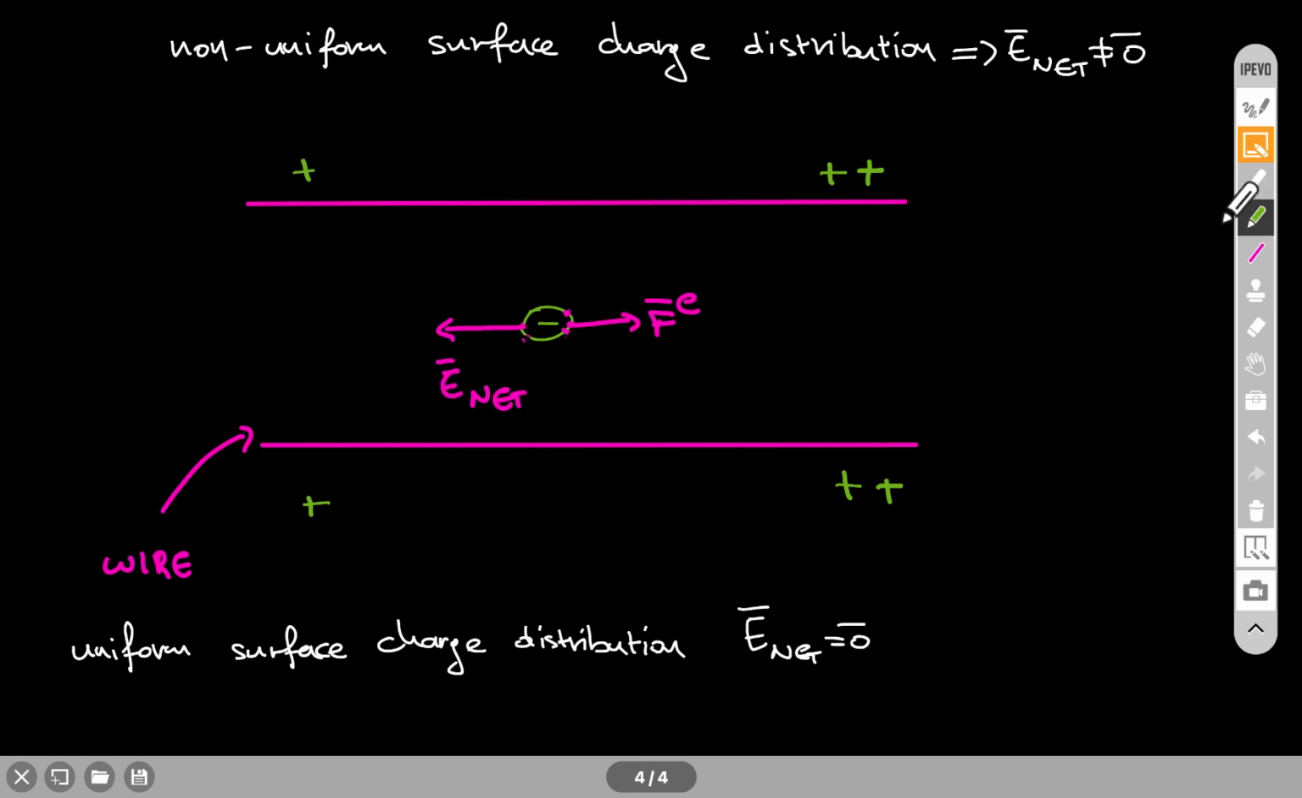So, at the end of the day, whether it's pluses or minuses, it doesn't matter. So long as you have a non-uniform surface charge distribution on the surface of the wire, you will get a non-zero net electric field, and that will drive the current in your wire.